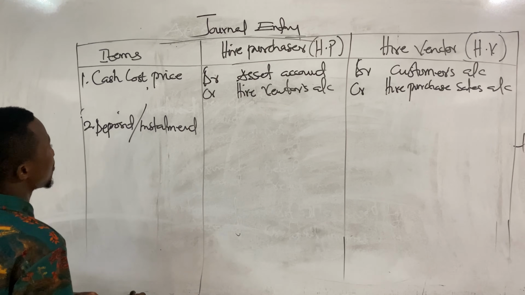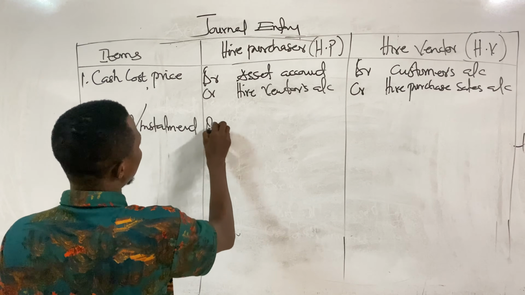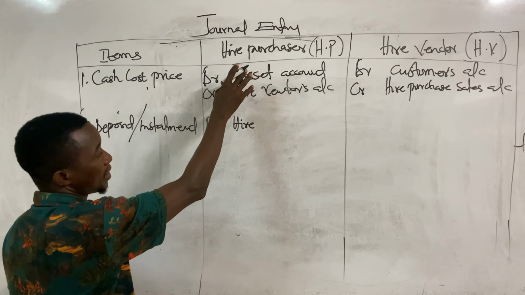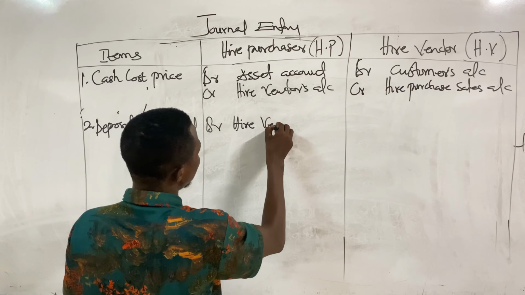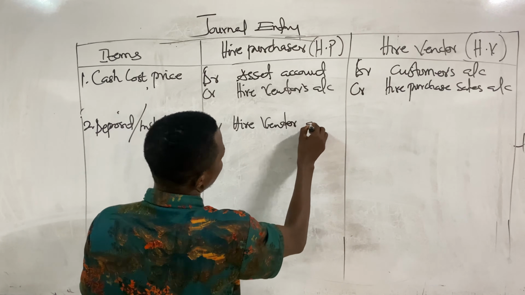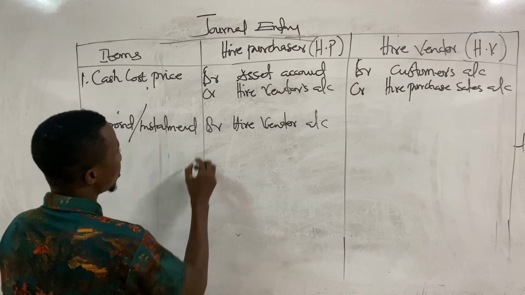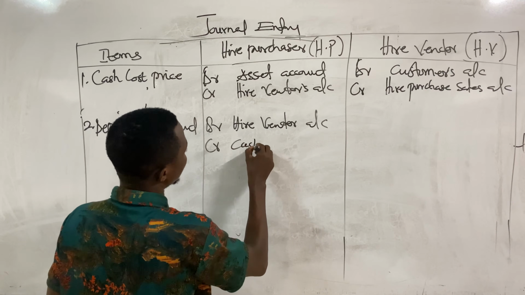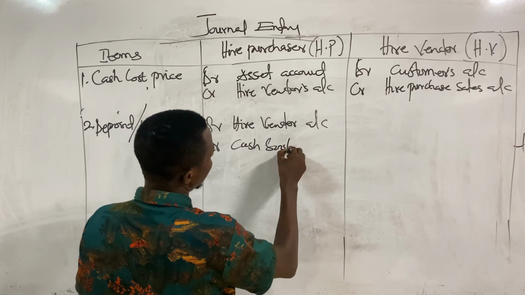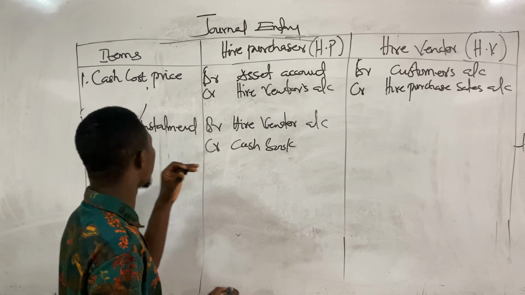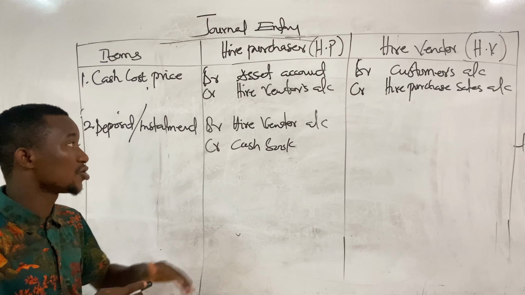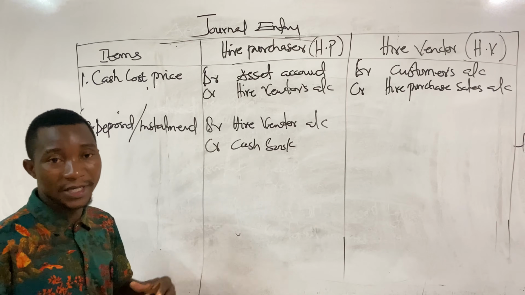The double entry is that we debit the hire vendor, that is in the book of the hire purchaser. We debit the hire vendor's account, then we credit the cash book or the bank account of the hire purchaser. Okay, so this is in the book of the hire purchaser.